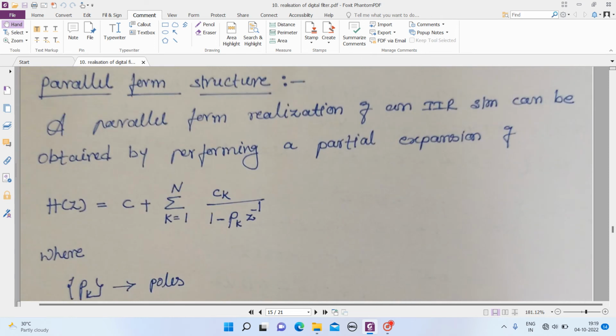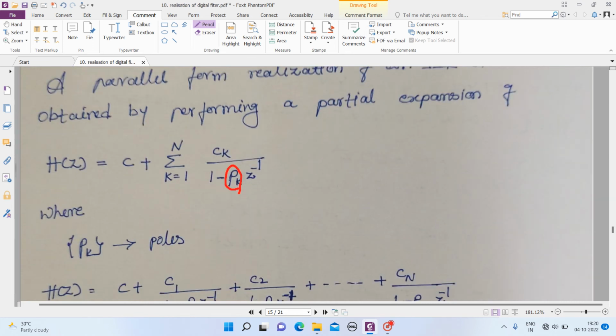This structure is also very easy. Parallel form structure: a parallel form realization of an infinite impulse response system can be obtained by performing a partial fraction expansion of H of z equal to c plus summation k equal to 1 to N, c subscript k divided by 1 minus p subscript k z inverse. Here p k is the pole.